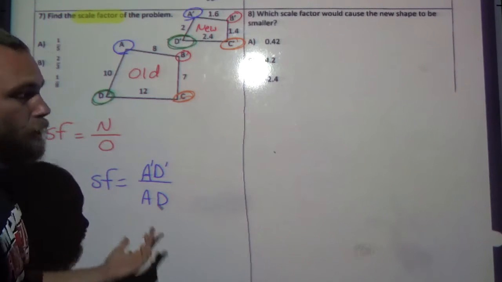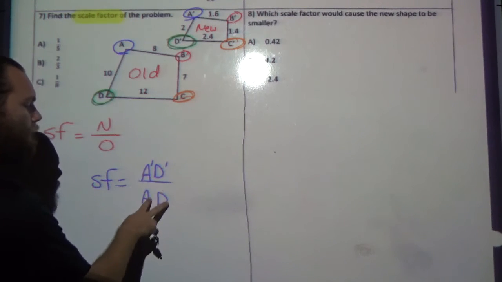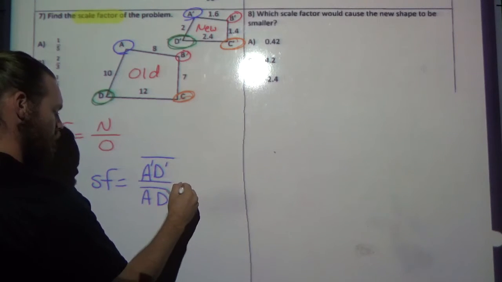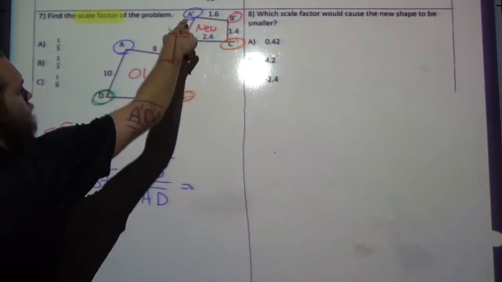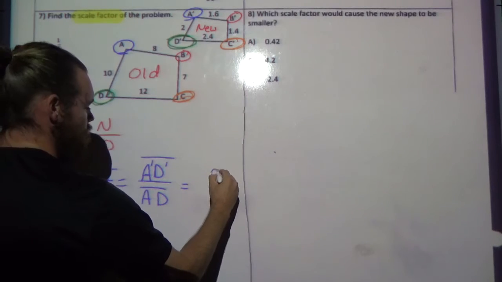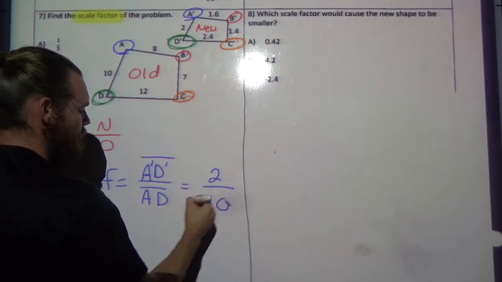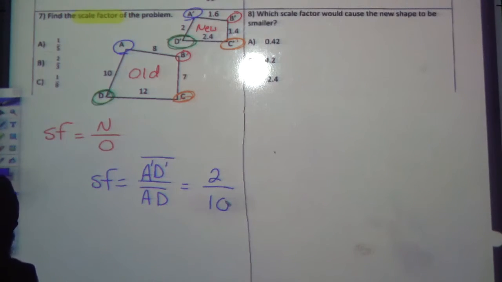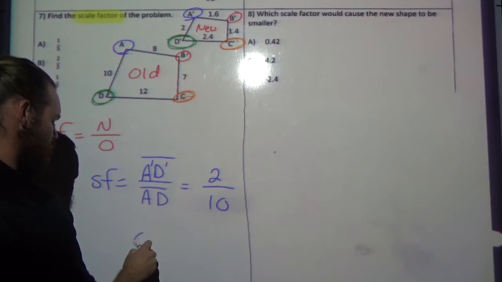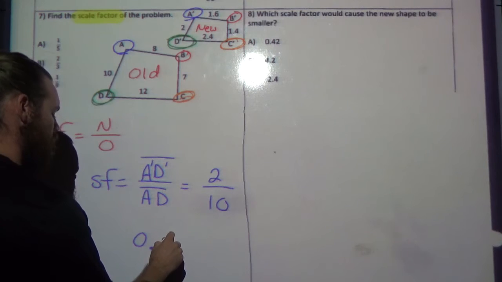So now all I have to do is plug in the numbers associated with those sides. A prime, D prime is 2. And then AD is 10. 2 divided by 10 ends up giving you 0.2.